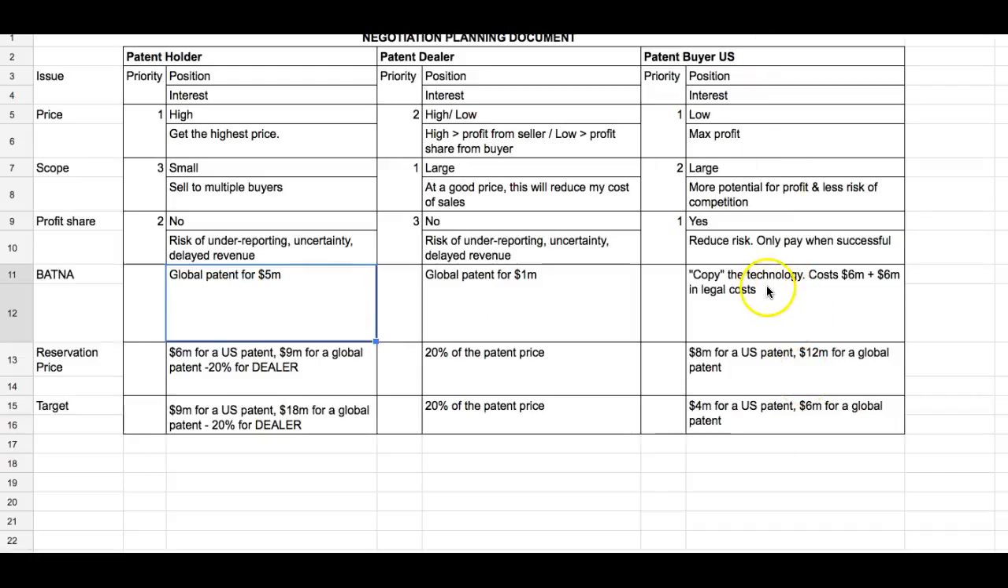Now, if the patent buyer is not going to buy it, then the reservation price is that he wants to buy it for no more than 8 million for the US patent. That's his bottom line, his maximum price. If it's more than 8 million, he will not buy the US patent. If it is for a global patent, he's willing to pay 12 million.